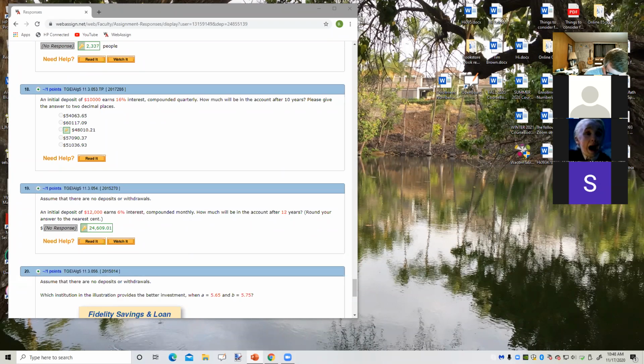So we're going to use the formula A equals P times the quantity, 1 plus R over K to the KT power. P is $10,000. R is 16% or 0.16. K is 4 and T is 10 years. Any questions about that? All right.